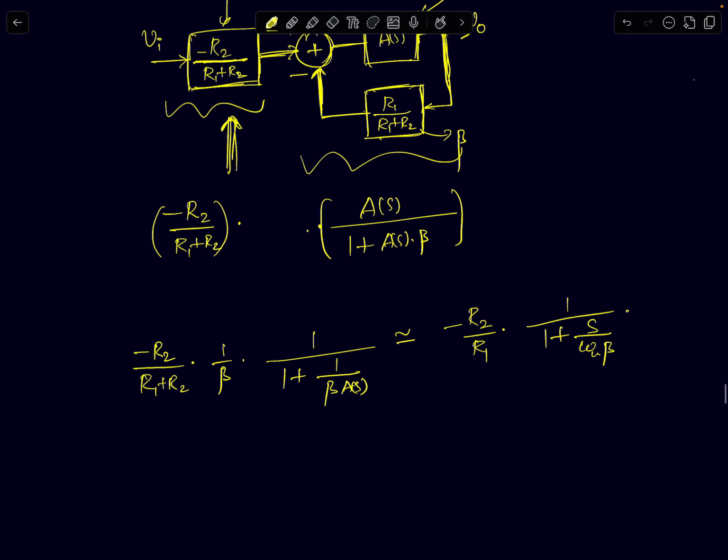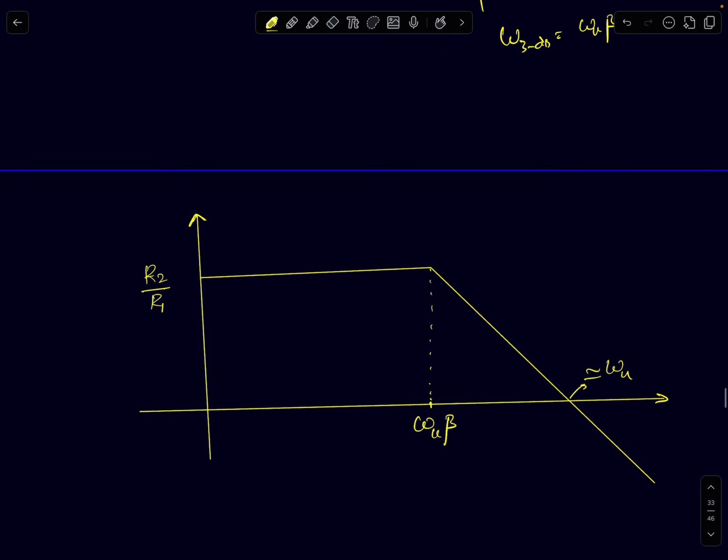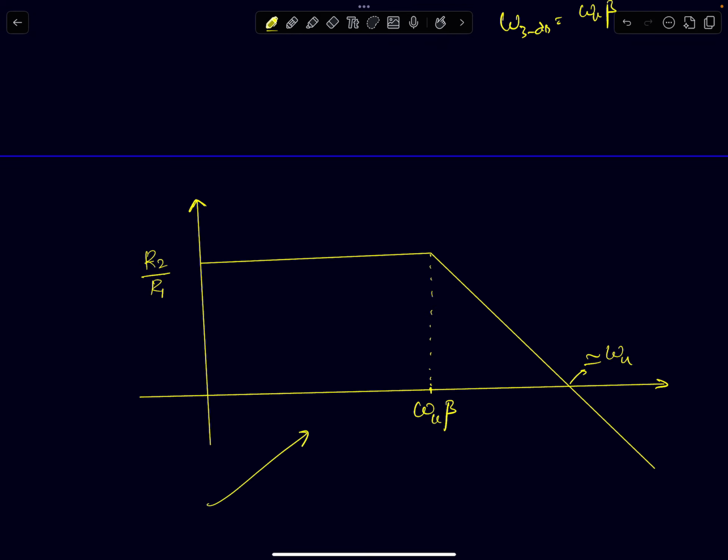So finally, I'll quote the final result. The DC gain is minus R2 by R1 multiplied by 1 by 1 plus S by omega U times beta. It again acts like a first order system, but here the 3 dB bandwidth is omega U times beta. So that's what I've shown in the frequency response curve. This is a magnitude response, so I have not put the sign here. So it's R2 by R1.